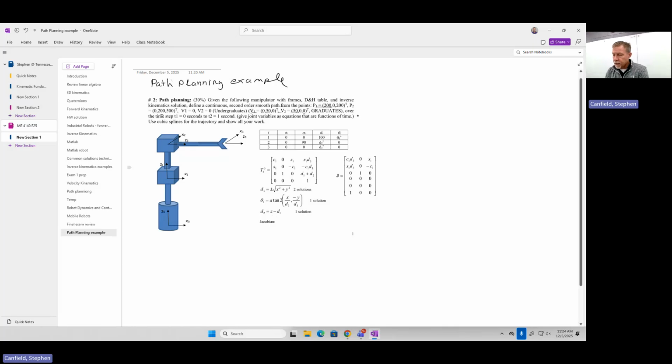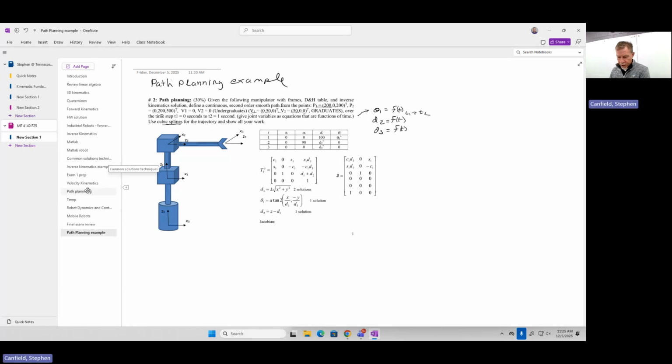And we're asked to find the joint variable equations as functions of time. So we need an equation for theta 1, describing that path as a function of time from T1 to T2. We need an equation for D2 similarly, and another equation for D3. That's what we have to get. And we want to write these equations as cubic splines. I think it said cubic splines. Where did it say cubic splines? Yeah, cubic splines.